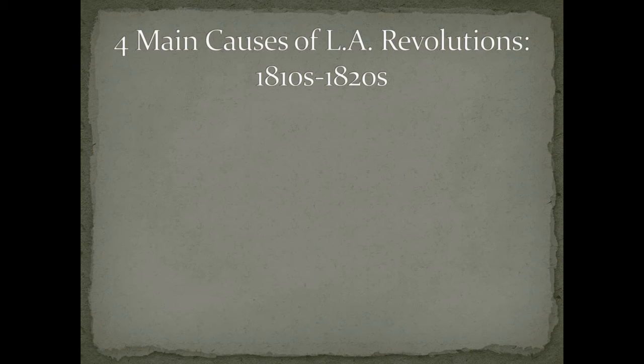So there are four main causes that I'm going to emphasize today that led to the Latin American revolutions. And you want to note here that those Latin American revolutions are happening between 1810 and the mid 1820s. So that by around 1830, almost all of Latin America has become independent. There were a few stragglers like Cuba and Puerto Rico that were still at that point part of the Spanish Empire. But by around 1830, most of Latin America has gained its independence.